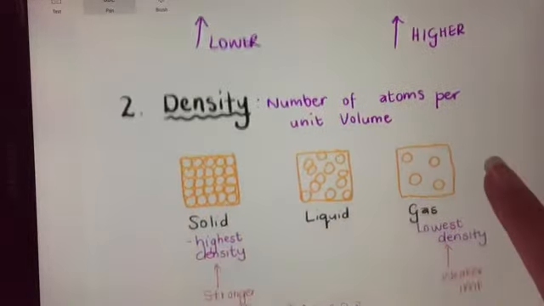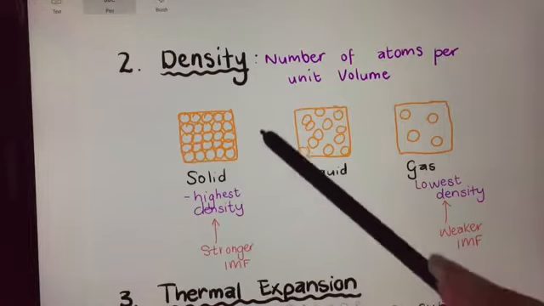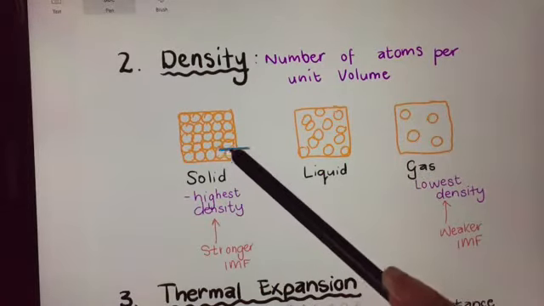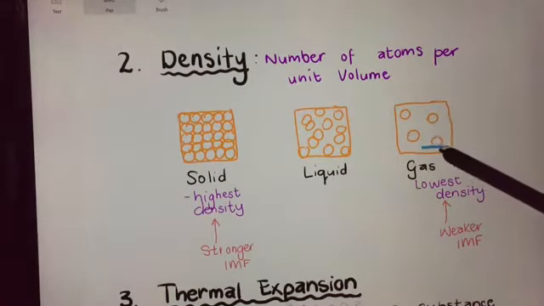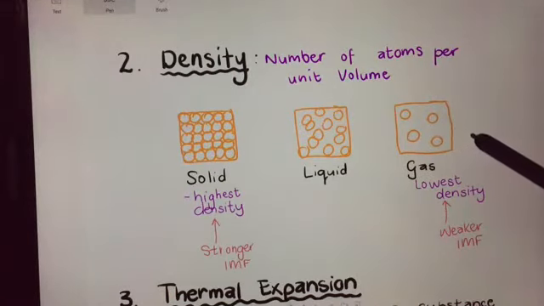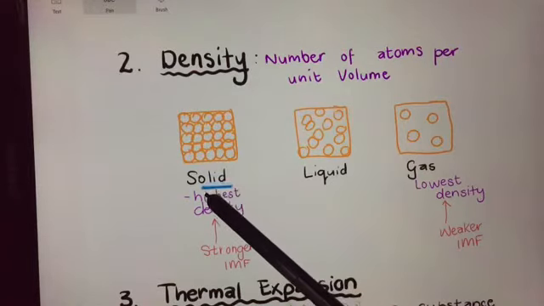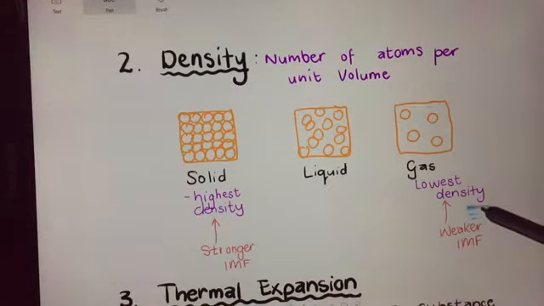Right, and then the next thing that we have to look at, density. This is quite simple and straightforward. Density is the number of atoms per unit volume. In a solid, we've got the highest density compared to a gas where we have the lowest density. And that would also mean that in a solid, we'll have stronger intermolecular forces compared to a liquid, and the weaker intermolecular forces will be found between the gas particles.